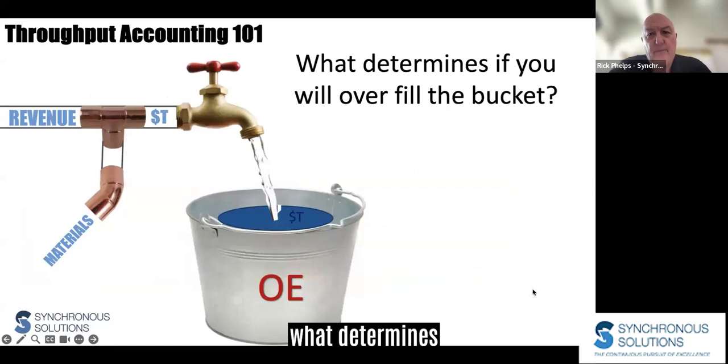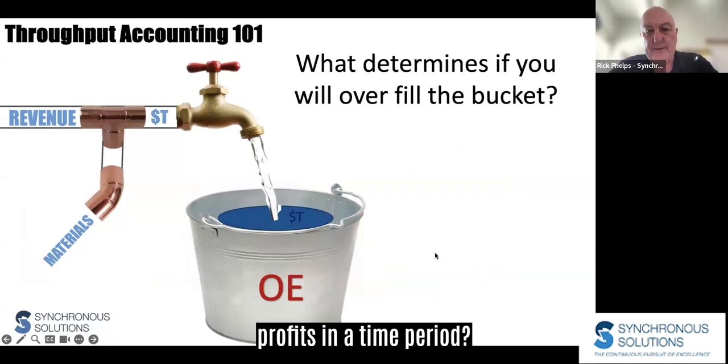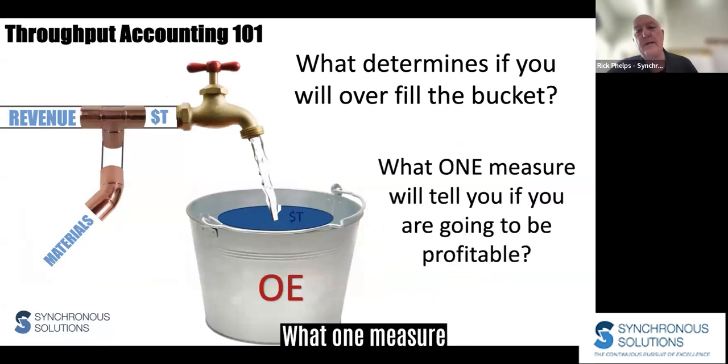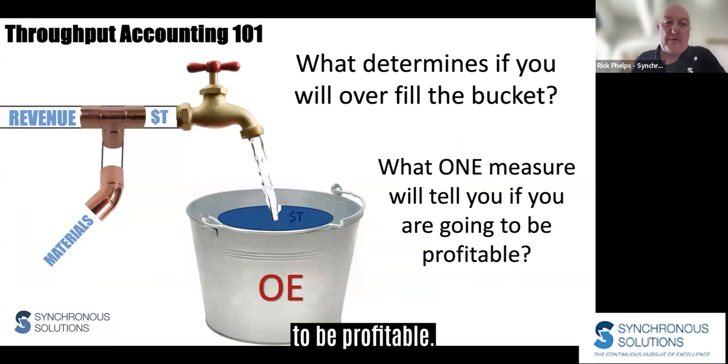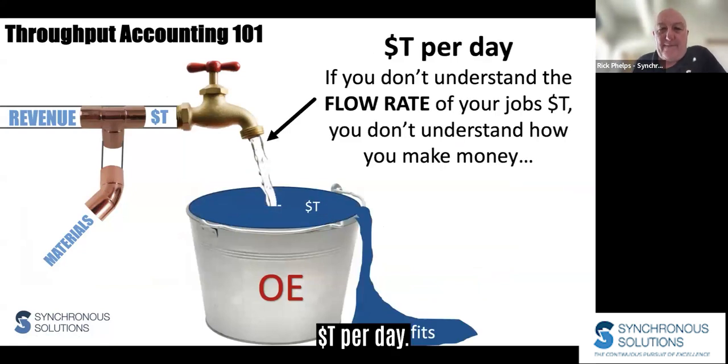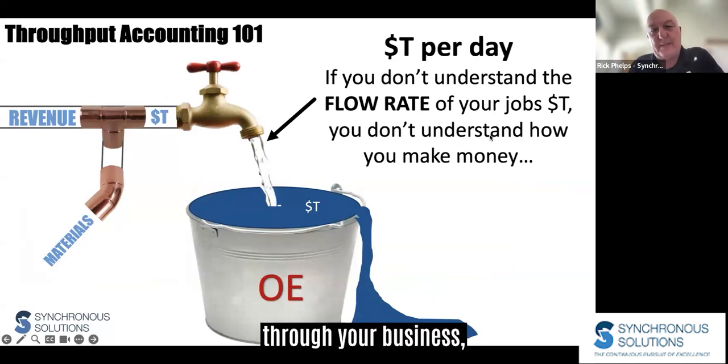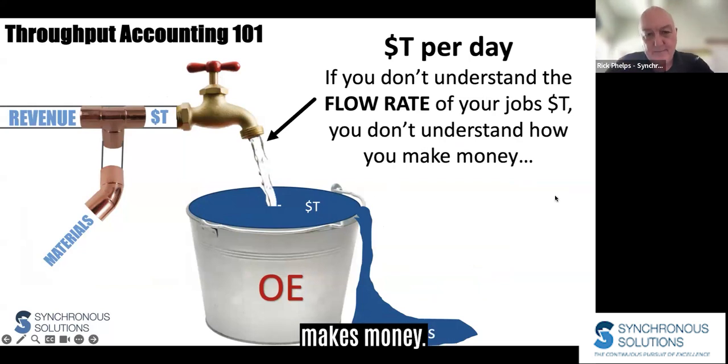So what determines if you will overfill the bucket and start generating profits in a time period? What one measure will tell you if you're going to be profitable? And it's a fairly simple measure. Are you ready? T dollars per day. And if you don't understand the flow rate of your jobs and the T dollars that are going through your business, you don't understand how your business makes money. And that could be really troubling and honestly disastrous for your business in the long term.